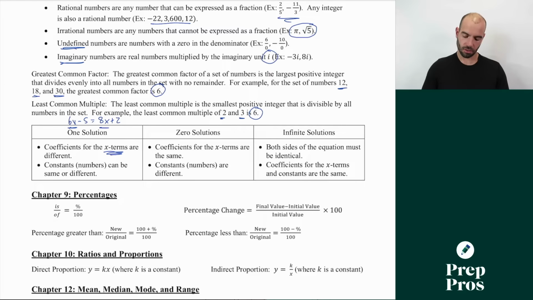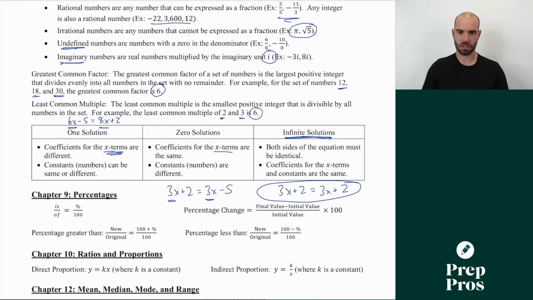Now, zero solutions are going to occur when the x terms are the same and the numbers are different. So if I had something like, say, 3x plus 2 equals 3x minus 5, this can never be solved, because if these are the same and the numbers are different, that means there's going to be no solution. Oppositely, if everything's identical, let's say 3x plus 2 equals 3x plus 2, then no matter what you plug in for x, this is always going to be true. So that would be our situation for infinite solutions.